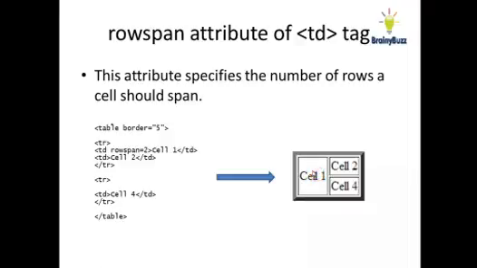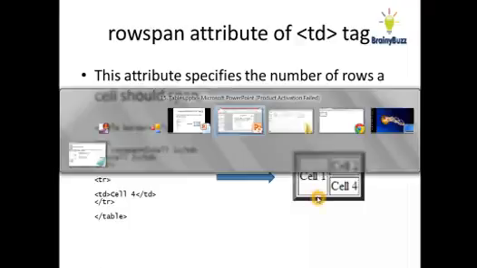So now the rowspan specifies the number of rows a cell should span. So over here if I mention rowspan equals 2, that means this cell will be there for 2 rows. Let's see a demo.